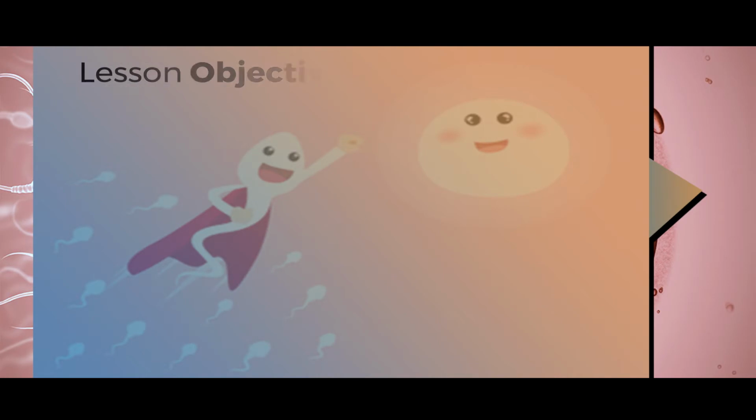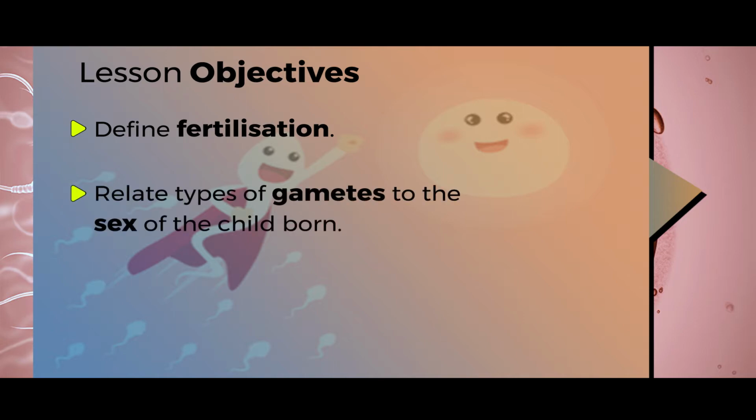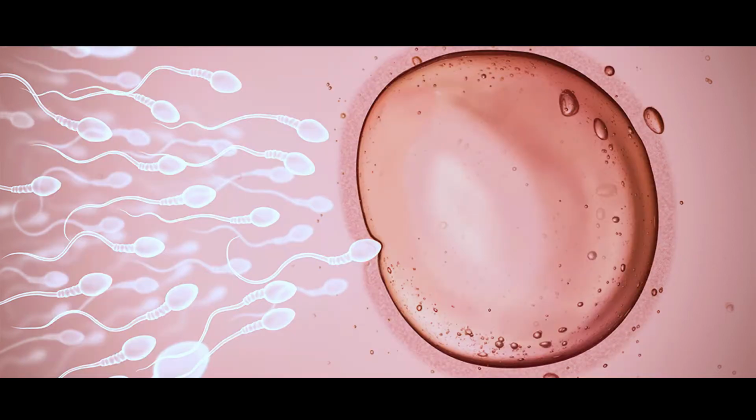At the end of this lesson, you should be able to define fertilization, relate the types of gamete to the sex of the child born, and third, you should be able to explain various types of activities or changes that occur during implantation. Now let us move on with the lesson.